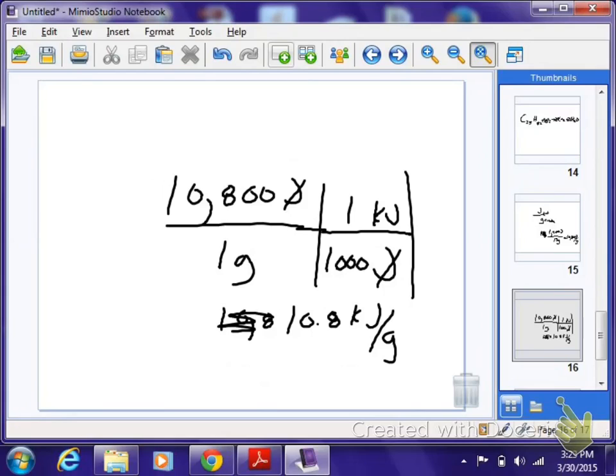What did you guys come up with? Share your answers with me if you would. What did you guys come up with for kilojoules per gram? 6.606. What'd you get? 6.606. So 6 kilojoules per gram. I'm just going to round it. Anybody else? 5.46. What'd you get? 5.46, so we'll say 5.5. Anybody else?